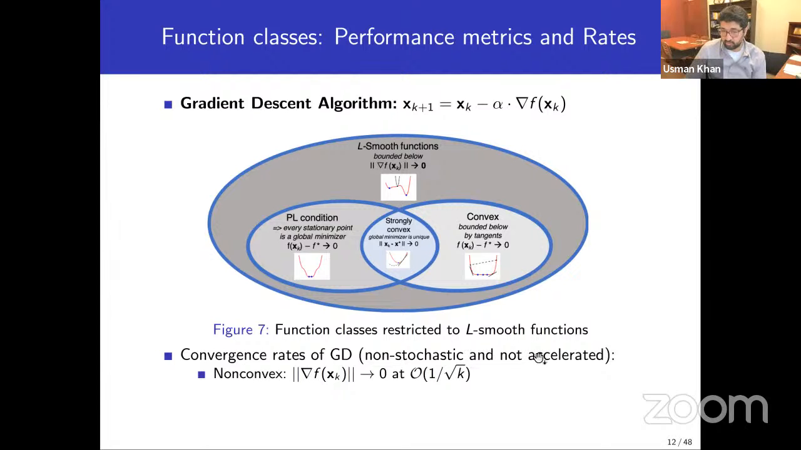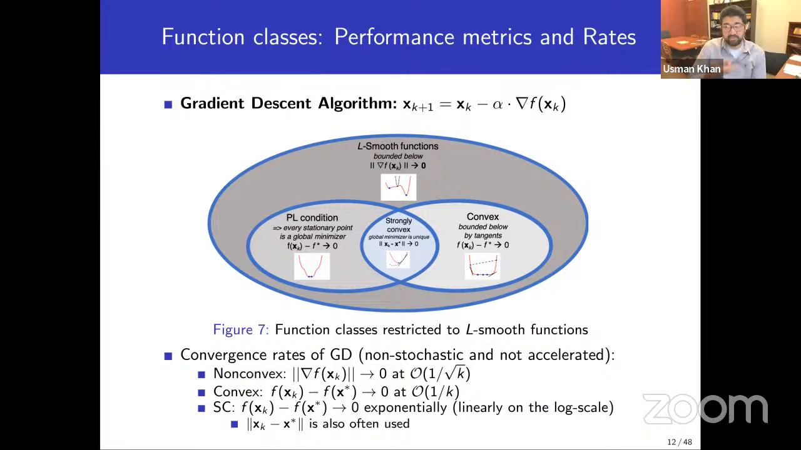And this is non-stochastic, not accelerated. By accelerated, I mean typically momentum-based algorithms. For convex functions, the metric we choose is the difference between the function value at xk, the iterate of gradient descent, and the global minimum f of x star. If you remember, for convex functions the function value at x star is the unique global minimum. And we know that gradient descent converges at the rate of 1 over k for convex functions.